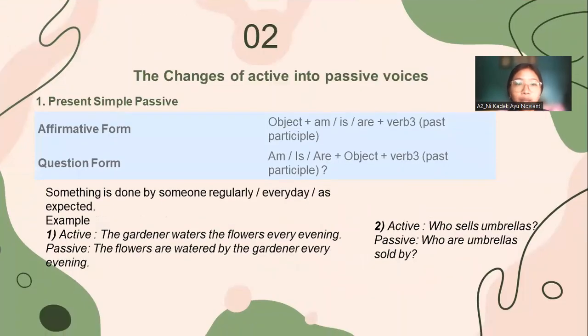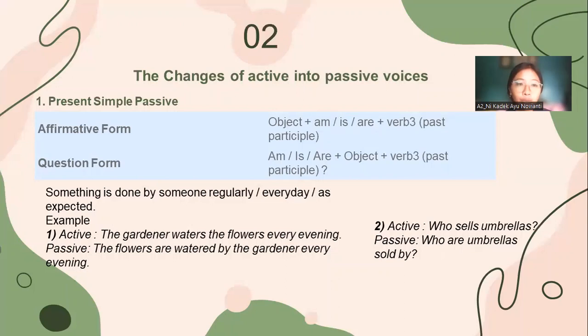The second topic is how to change active into passive voice. The first is the simple present passive. When using the simple present tense passive voice, it means you will focus more on the object in the sentence. The object will change position to replace the subject. The role of the subject is not so important to be mentioned in the sentence.